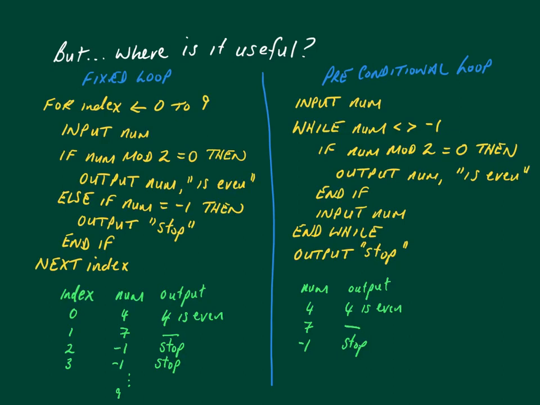And at this point, the program finishes execution, whereas the program for the fixed loop only finishes execution after the 10th iteration, where index is number 9. So it's useful in ensuring that your loop does not waste iterations or processes by repeatedly asking the user for the same information.